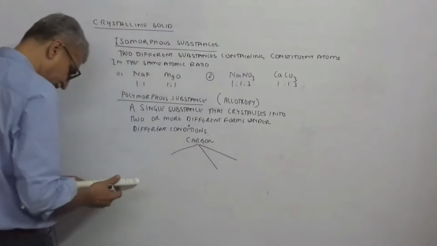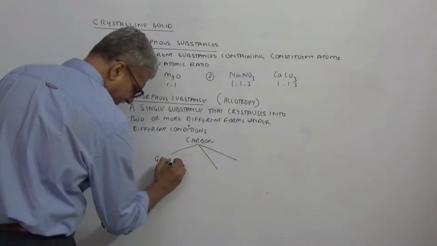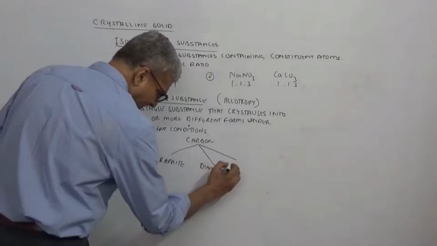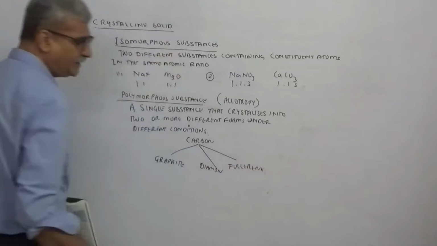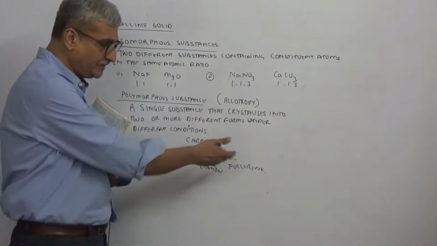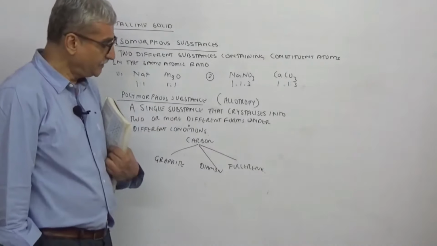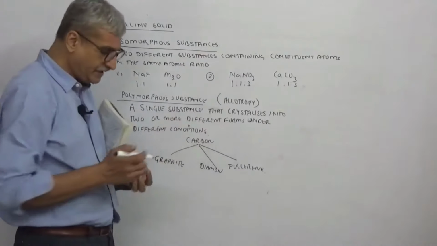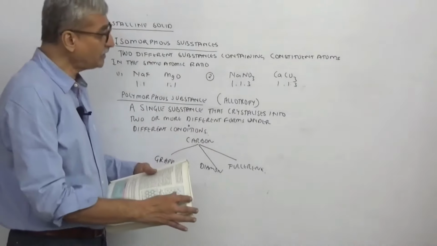We have crystalline forms: graphite, then we have diamond, and you have fullerene. We studied this fullerene in the chapter on carbon, group 14 in your 11th standard. We'll again be discussing this in the course of this chapter also. So this is about three definitions: crystalline substance, isomorphous and polymorphous. Is this clear?